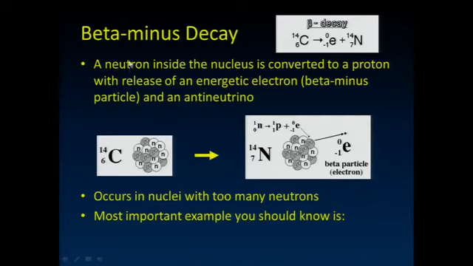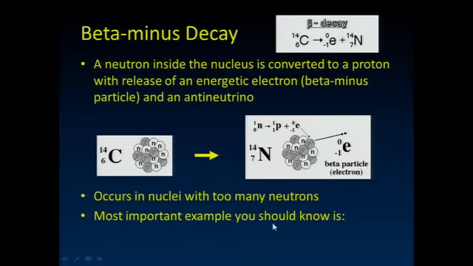The charge of this neutron is neutral. We need to convert it to a proton. That means we need to lose some negative charge there. So it releases this energetic electron, which is referred to as a beta minus particle. It also results in the production of an antineutrino, which I'm not going to go into here. Of course, as I said, this occurs in nuclei with too many neutrons, or if you will, too few protons.